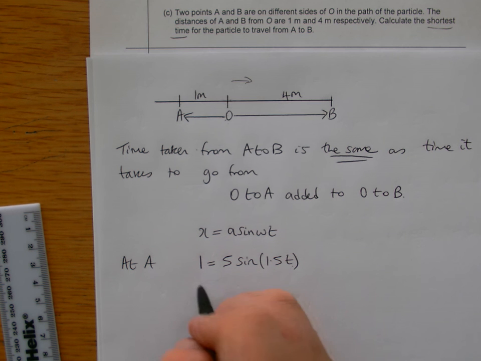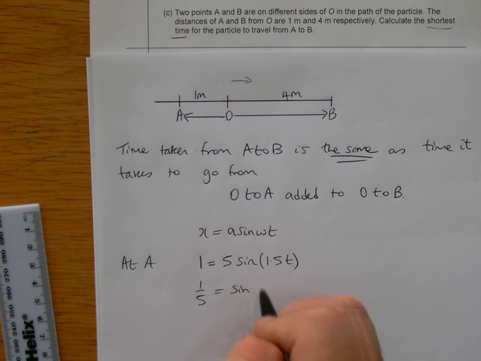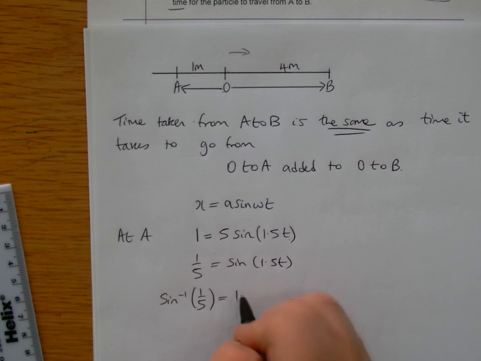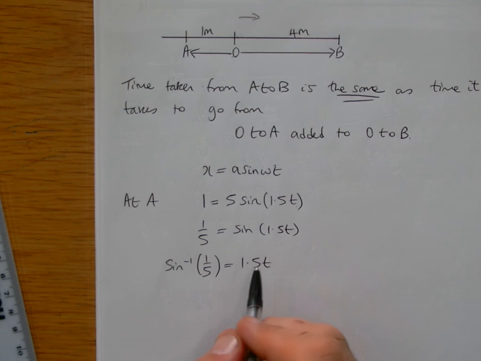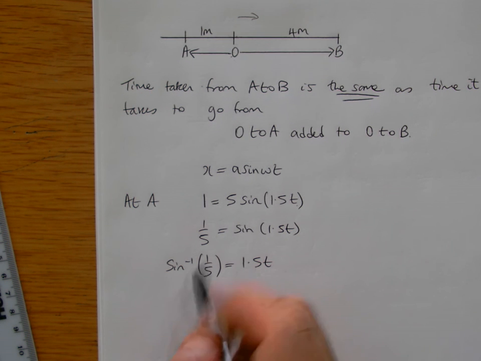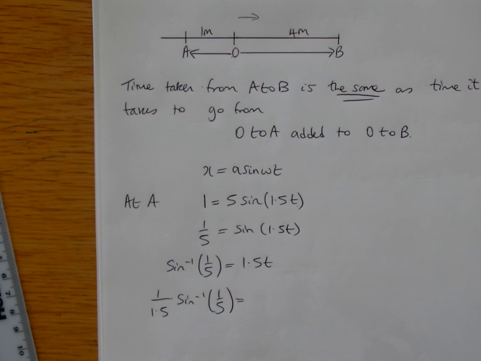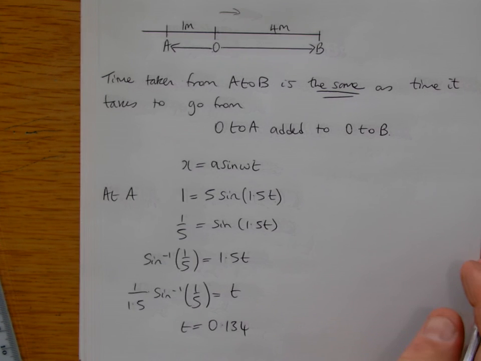So we take the 5 over, divide by 5, so we get that. Now t is locked up in terms of that sine, so I've got to take the sine over and do sine to the minus 1. And then to get t, I've got to deal with that 1.5, so I've got t equals 1 divided by 1.5 times sine to the minus 1 of 1 over 5. If I work that out, t equals 0.134.